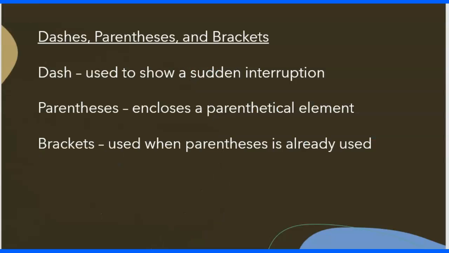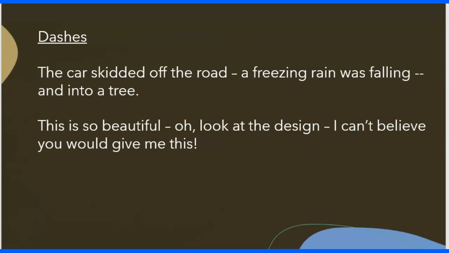So for lesson 29, we would use a dash. Here's one, but we can also use it in a sentence, like if there's a sudden interruption, or for somebody whose train of thought is kind of all over the place and they're mentioning different things. Then parentheses enclose a parenthetical element. We'll talk about that. And brackets are used when parentheses might already be used in the sentence. So it's kind of like a second set of parentheses. Okay, dashes.